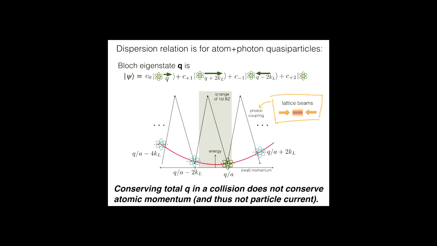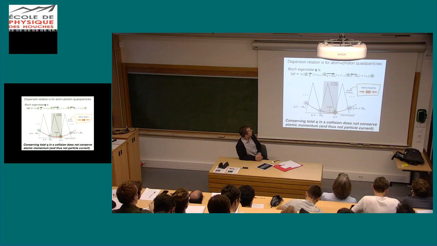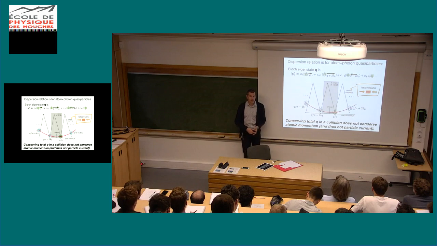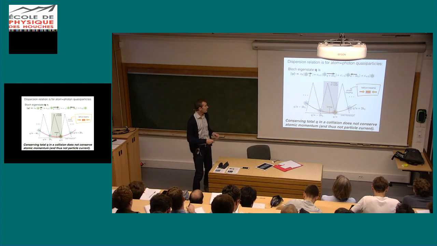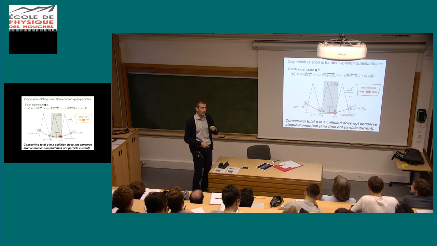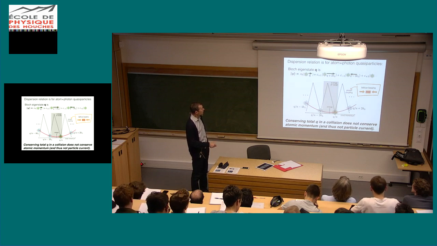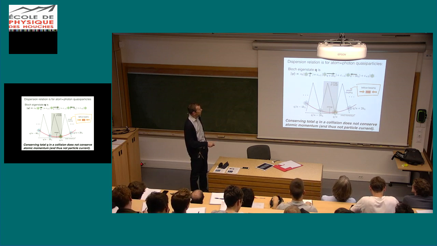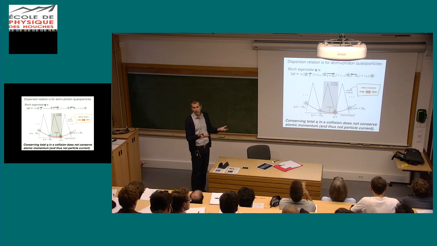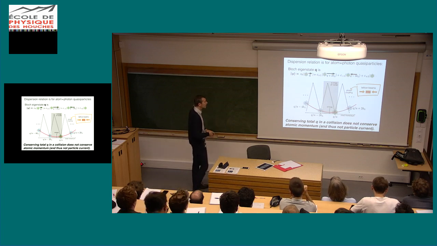So here's another way of seeing why collisions in a lattice should not necessarily conserve current. And that's because current is equal to the real mass momentum divided by its mass. So if I had actually a particle in a lattice and I knew its momentum, I know how quickly it's moving. But Q doesn't tell me that, right? Q tells me quasi-momentum. And as we talked about yesterday, that means that in the same Bloch state, there are particles moving around with all different kinds of momenta. And therefore, collisions which conserve this Q shouldn't necessarily conserve all those other velocities, all those other momenta.